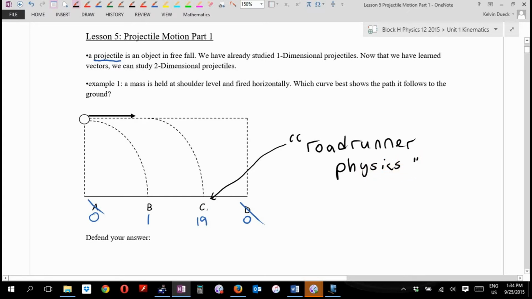I jokingly call that one, because I grew up on cartoons, maybe you watched the Roadrunner cartoons. When you grew up, the coyote would run off the cliff and stay straight in the air for a while, and then he would realize that he was supposed to fall. That's not how the universe works. As soon as an object is in free fall, it has a downward component.